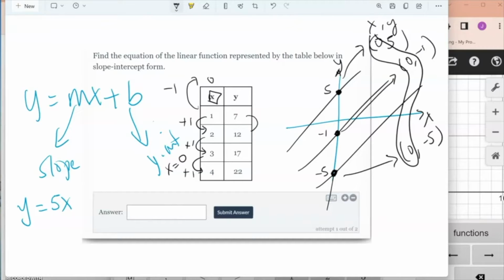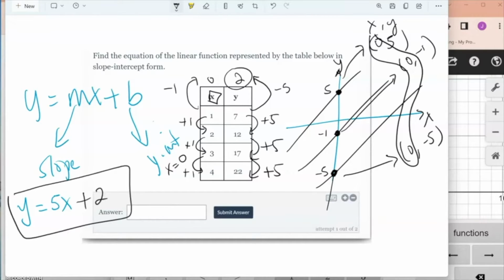So each time, what am I doing here? To get from 7 to 12, I am adding 5. From 12 to 17, I am adding 5. Right? I'm adding 5 each time. So if I want to go backwards, I'm going to subtract 5. So if I only need to go back one more time, I'm going to subtract 5 from 7, which is going to give me 2. So my y-intercept is equal to 2. So that's 5x plus 2 would be what my answer is.